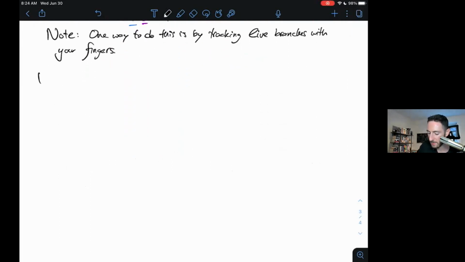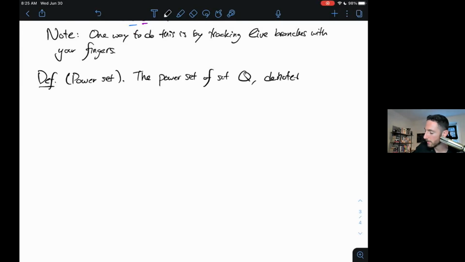To talk about sets of states, I'll do one quick notational definition that'll help us address this. I want to make sure you know what a power set is. The power set of set Q, denoted curly P or fancy P of Q, is the set of all subsets of Q.